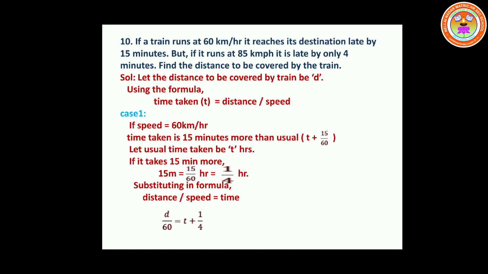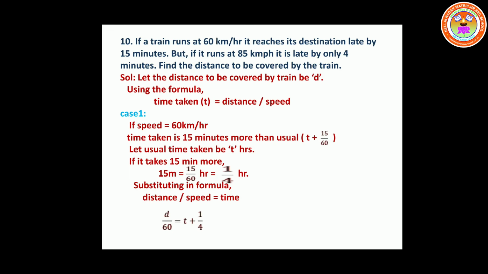The last sum of this exercise. If a train runs at 60 km per hour, it reaches its destination late by 15 minutes. But if it runs at 85 km per hour, it is late by only 4 minutes. Find the distance to be covered by the train. So we are going to talk about a train, the distance it is going to travel and the time taken. Okay, so first let us take the distance to be covered by the train be d. Okay, distance is denoted by d.